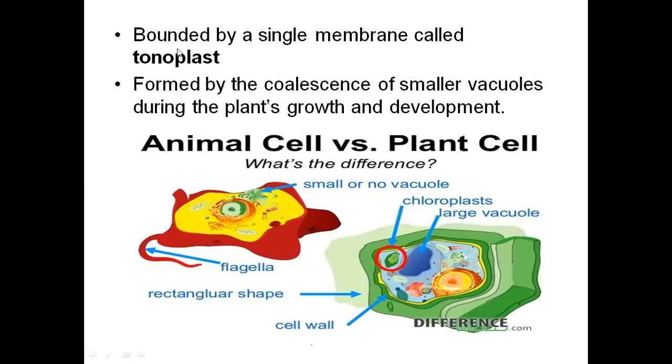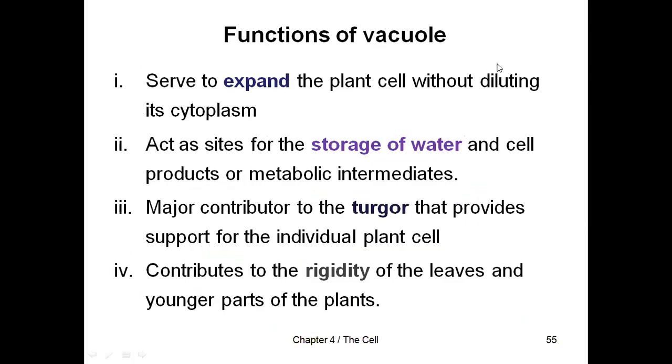Okay, and so a question can come in the MCQ: what is the name of the membrane of the vacuole? So you have to know the answer is tonoplast, because different membranes can be given to you as options. Now functions of the vacuole, how the vacuole is important for the body, how the vacuole works for the body.